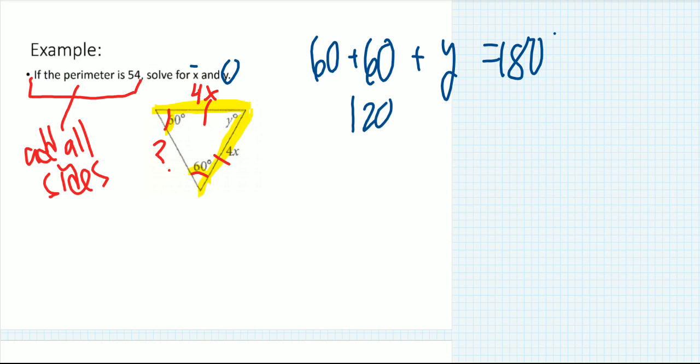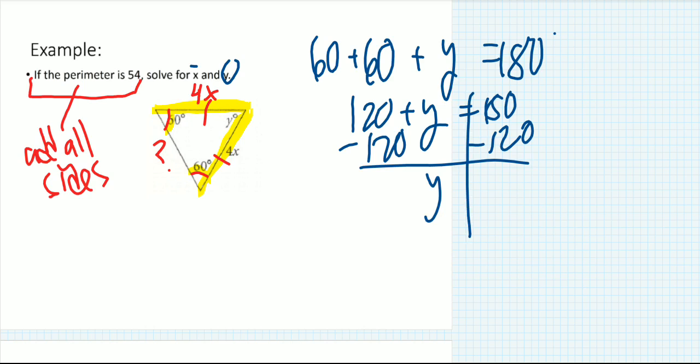So we would go ahead and do 120 plus y equals 180. And then we subtract 120 on both sides. And then there you go. y is equal to 60. Now, because y is equal to 60, we now know that, yes, this triangle is actually an equilateral. Okay, we didn't know that before. You cannot assume it. I know you want to, but you cannot assume it unless you've already shown it.